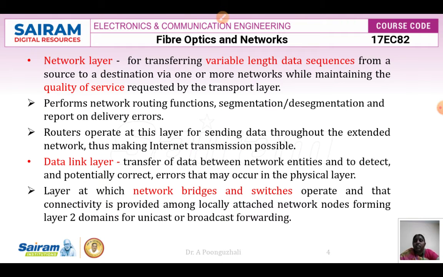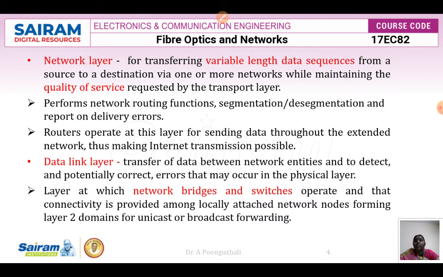Next is the network layer. The network layer is used for transferring variable length data sequences from the source to the destination, and the data transfer can be done either through one or more networks. In this case, when I transfer the data, I should see that the quality of service is maintained as requested by your transport layer.